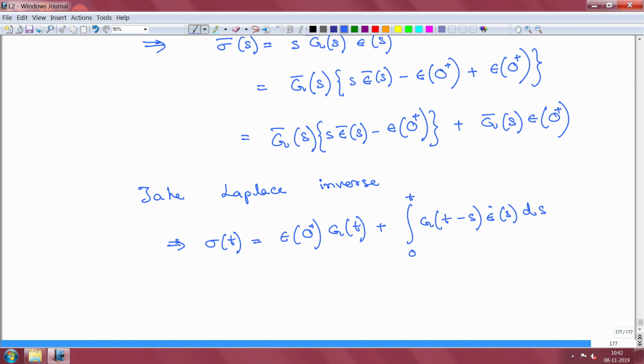Right. So, just a note, this s does not relate to Laplace transforms. Okay.